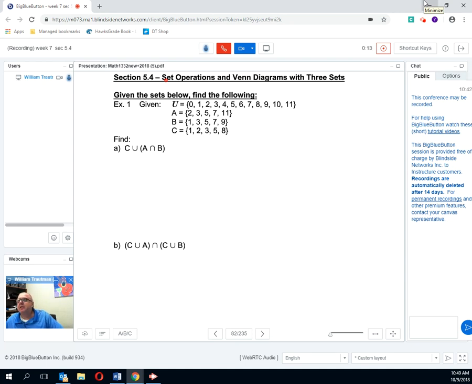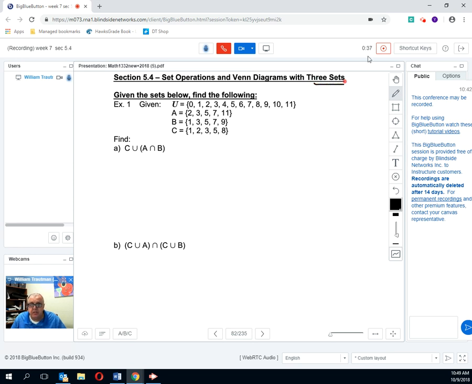By the way, even though it says section 5.4, if you look in the book, I think it's chapter 2. They have our chapters and sections mixed up. So just look at set operations. I believe it's section 2.4 in the book. But what's labeled 5.4 in the workbook is set operations, Venn diagrams with three sets.